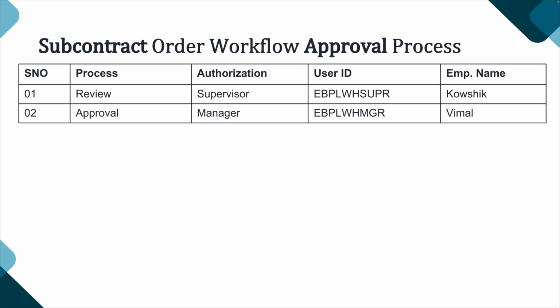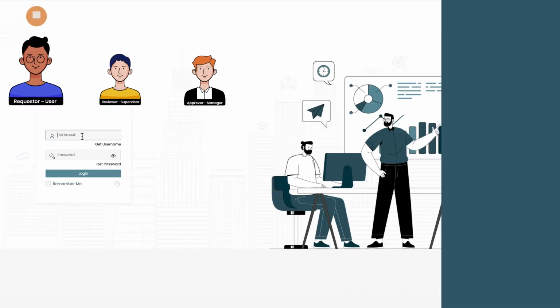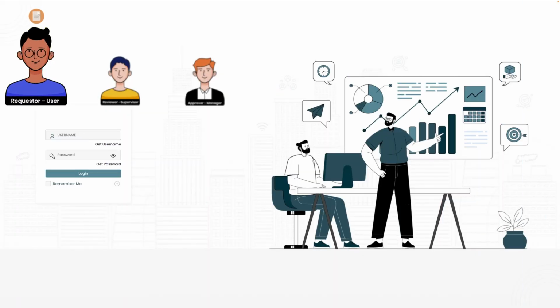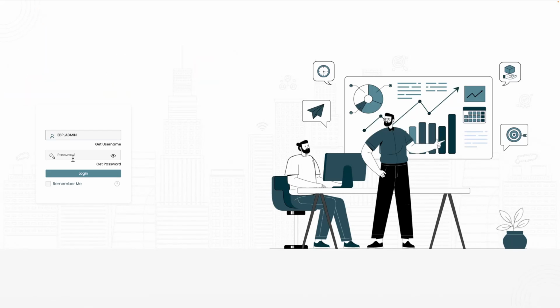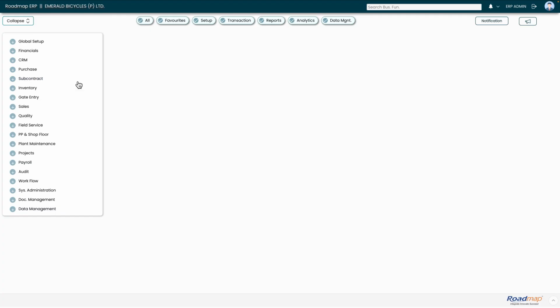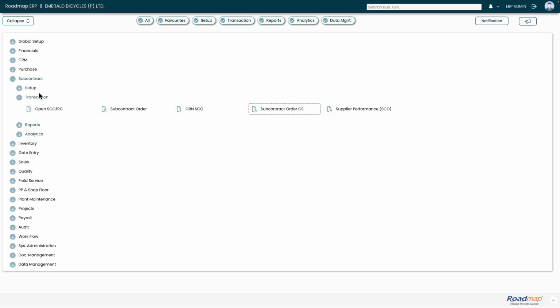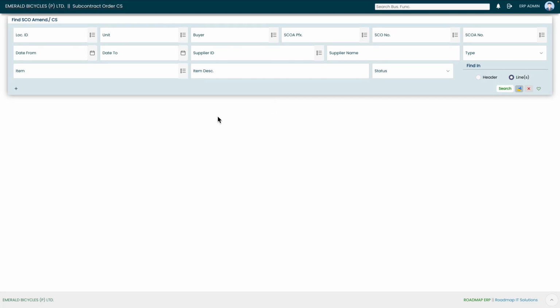So let's see how the workflow is going to work. In order to do a Closeshort, let's move on to our login page. And so this is our login page, and here I'm entering as our user. Now click on login. Here click on subcontract, add transaction, and navigate to your subcontract order Closeshort. So this is a screen where you'll be doing amendment, that's modification, and your Closeshort. And here you can filter the documents either header wise or line wise by giving a search. So now in order to create, click on this add icon.